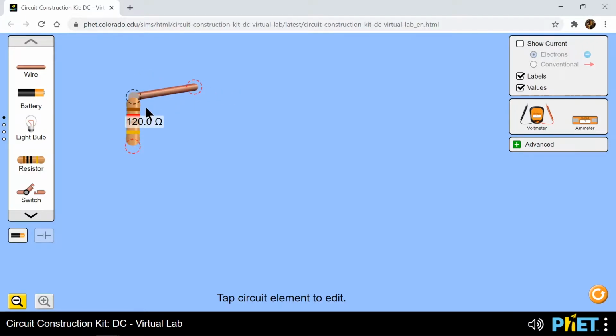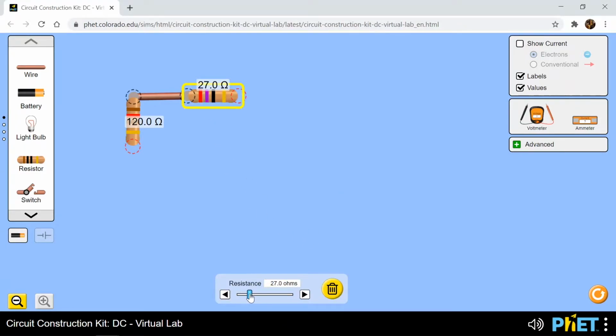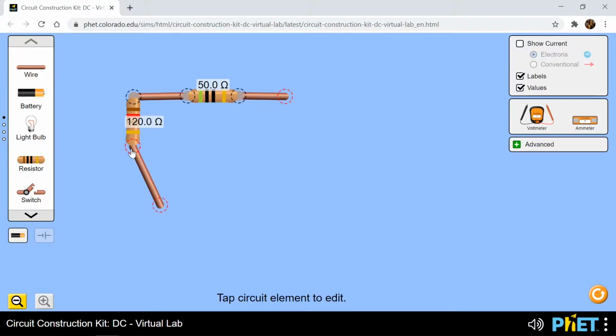Next, I want to add my R2 resistor. So bringing another resistor into the circuit and connecting it to the wire. And the value of R2 should be set to 50 ohms. So again, using the slider to adjust it to the desired resistance. And you can continue to do this as you build your circuit, continuing to add in the resistors and the wires as necessary. I also want to add in my batteries.